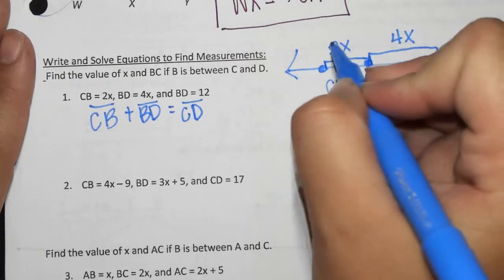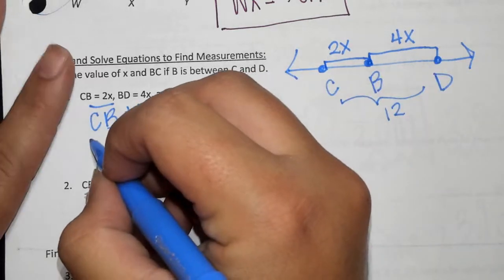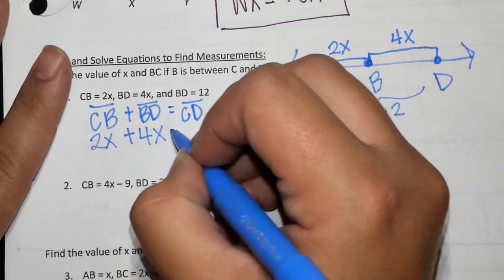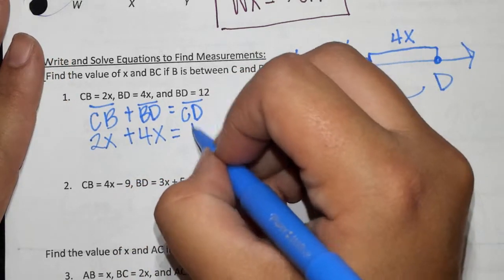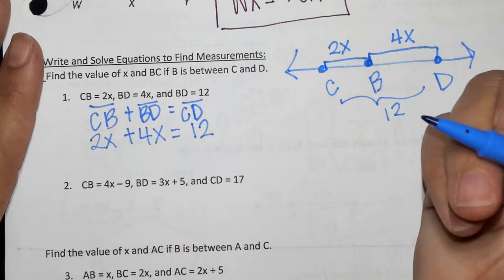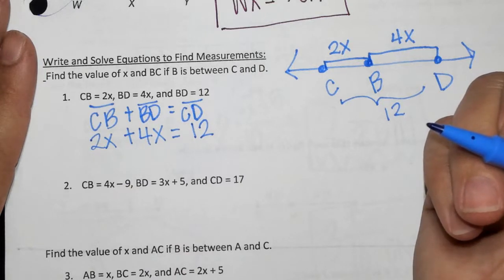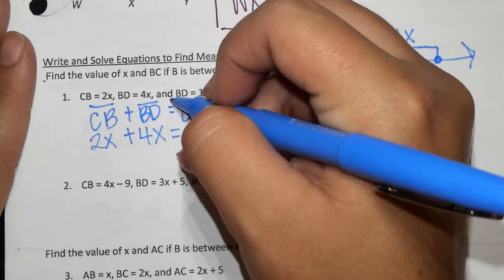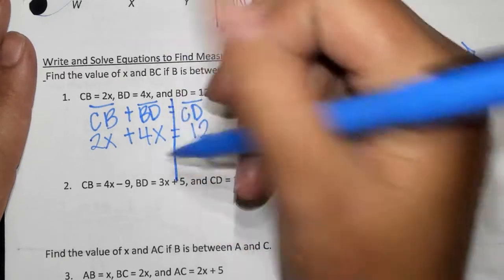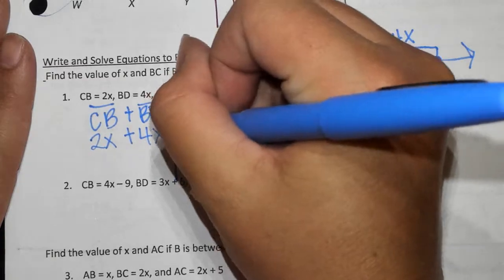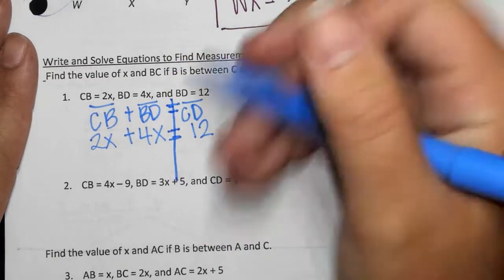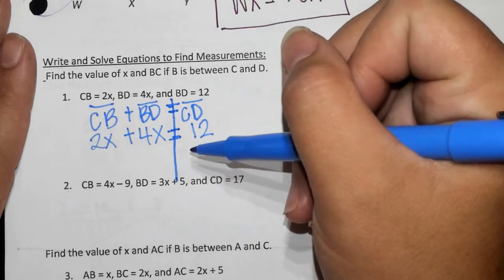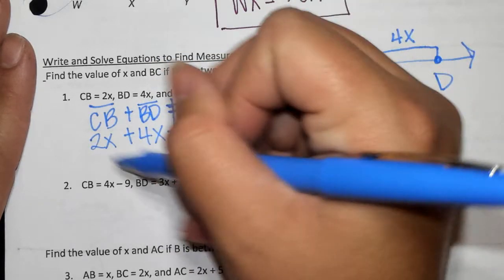Now let's plug it in. 2x plus 4x equals 12. Okay, some of you are getting confused as to when to change the sign. So if you need to, put this line down the middle of your equal signs. If you cross that line, you have to change it. If you don't, then just combine like terms.